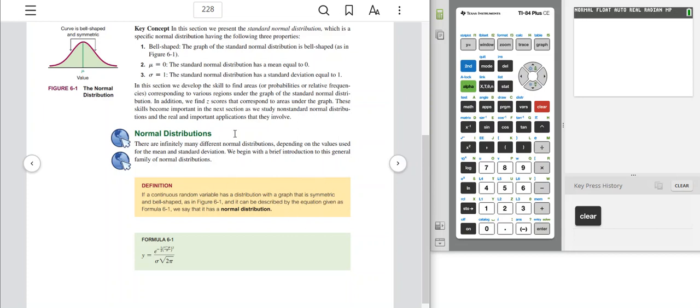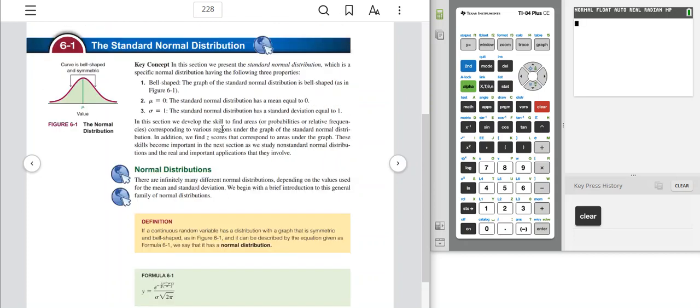So what we do is we say, so that everybody can use it, we're going to figure out a lot of the values and create a table, and then people can just look things up on a table. And we start with what we call the standard normal distribution. So that's why this is called the standard normal distribution.